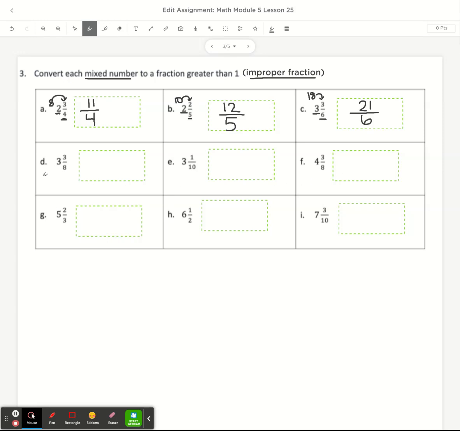Part D, we have 3 3/8. Again, we can start off by changing that whole number into a fraction in eighths, or we can just start off by multiplying that whole number times the denominator. So 3 times 8, which is equal to 24, and then adding it to the numerator. So 24 plus 3, well, that is equal to 27. And once again, I'm not doing anything with the denominator. I am just keeping it the same.